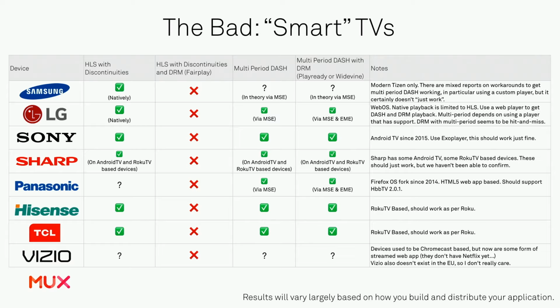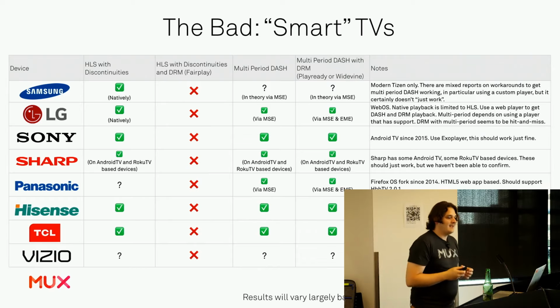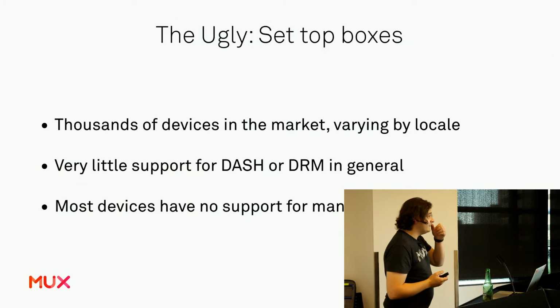Are you saying that support for multi-period Dash with DRM in smart TVs requires 2 players? I am saying in some cases, the implementation of MSE will entirely spin up and down a video stack. So if you can't swap in another one, you're not going to get far. There's the ugly devices as well.